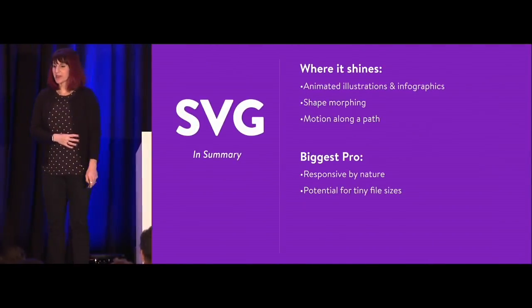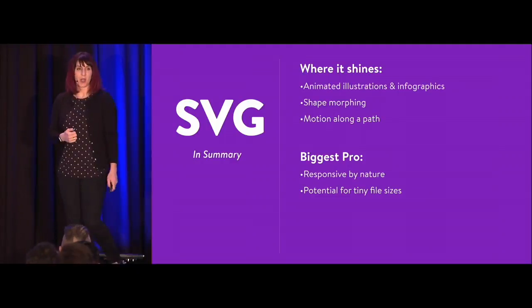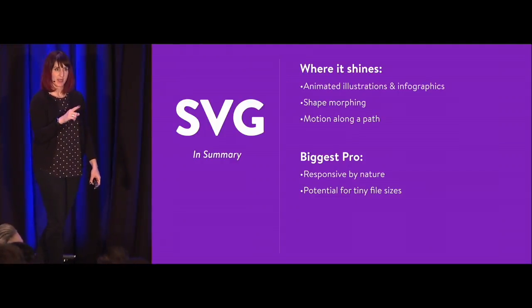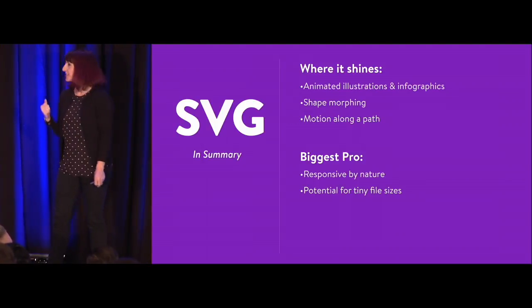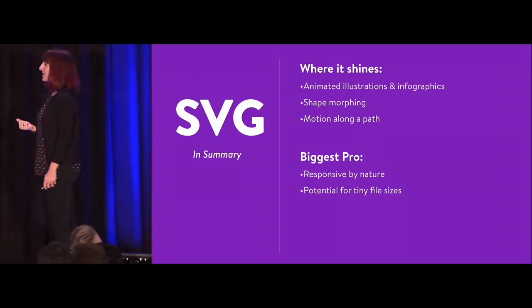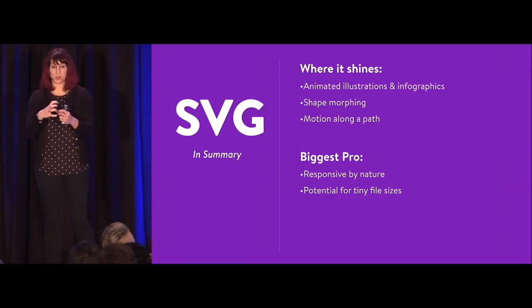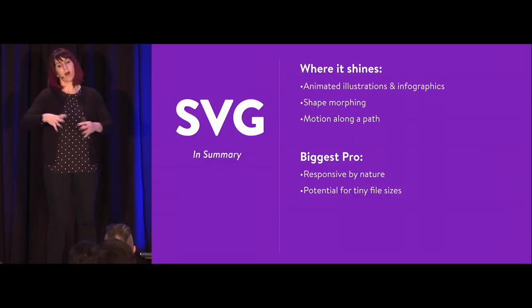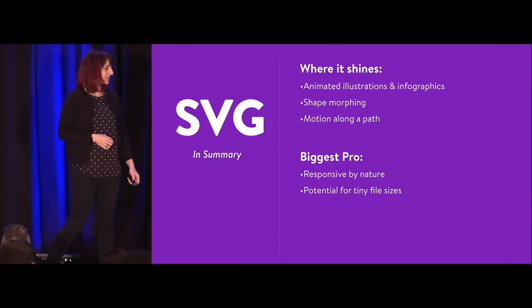So SVG. It's really great. Illustrations, infographics, icons, anything that needs shape morphing, motion along a path. One day CSS will be able to do motion along a path, but it can't yet, so SVG is your friend. And its biggest advantage is just how fluidly responsive it is by nature and the tiny file sizes you can get. When those objects are all described with numbers and math, those file sizes can be tiny, and that's kind of magically amazing. You can have all this stuff happening, and it's like 5K, yay.